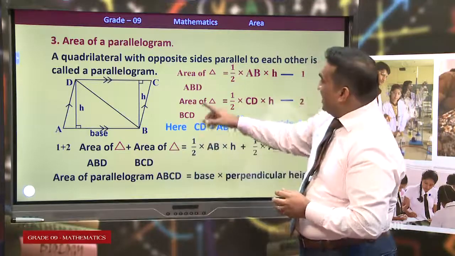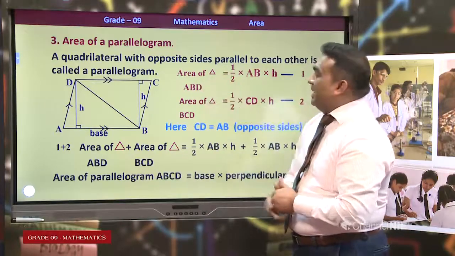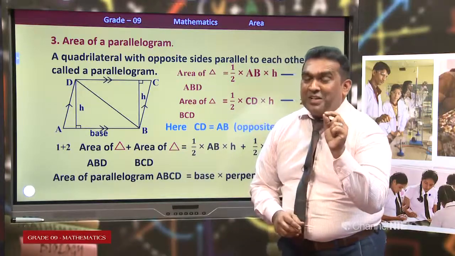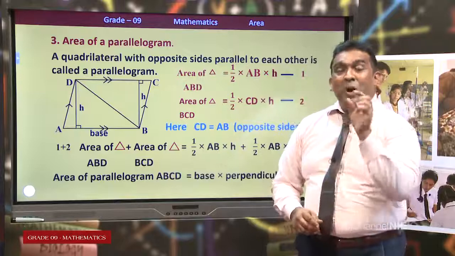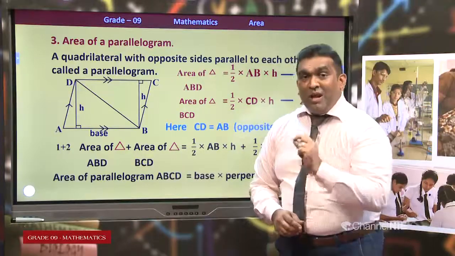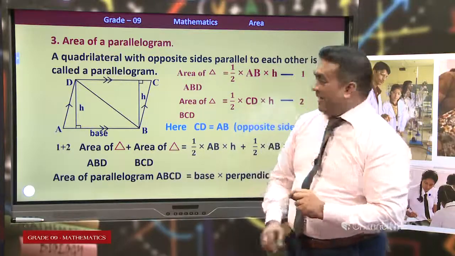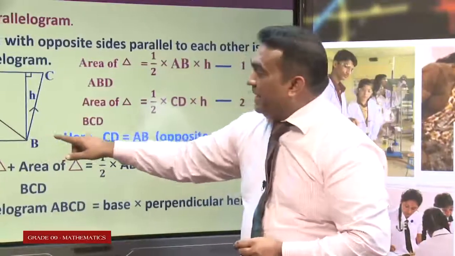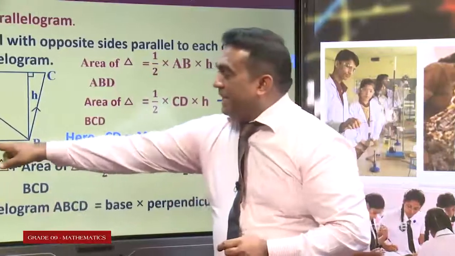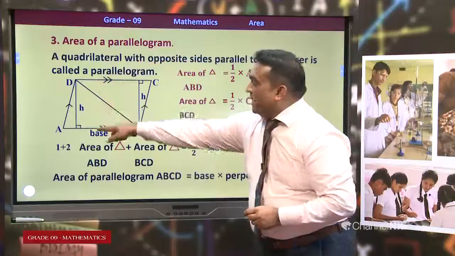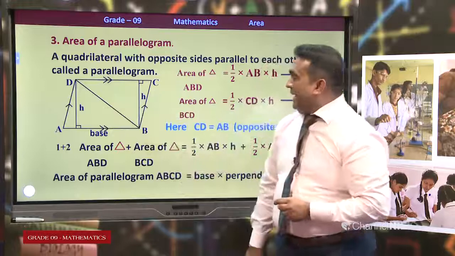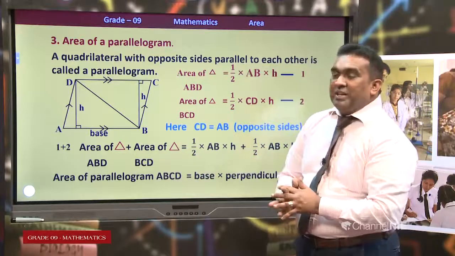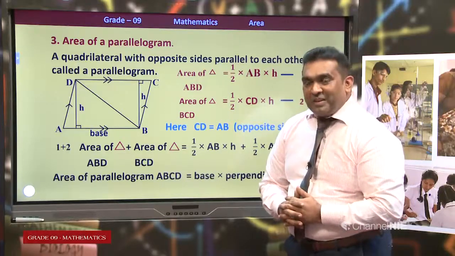Area of triangle ABD. You can remember how to find the area of a triangle? Half into base into perpendicular height. Then half ABD. AB is the base. Here you can see perpendicular height as h. Half into AB into h. This is our first relation.